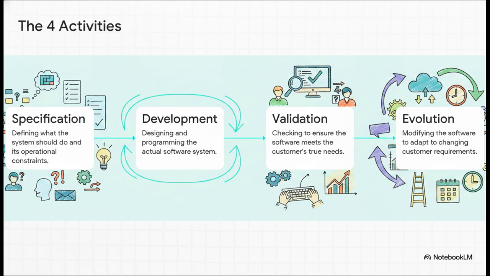Third, we have software validation. This is where we check to make sure the software actually does what the customer wants it to do. And fourth is software evolution, which is modifying the software over time to meet changing customer needs. So whether you end up working for a tiny 3-person startup or a massive global corporation, you are absolutely going to be doing these four things.